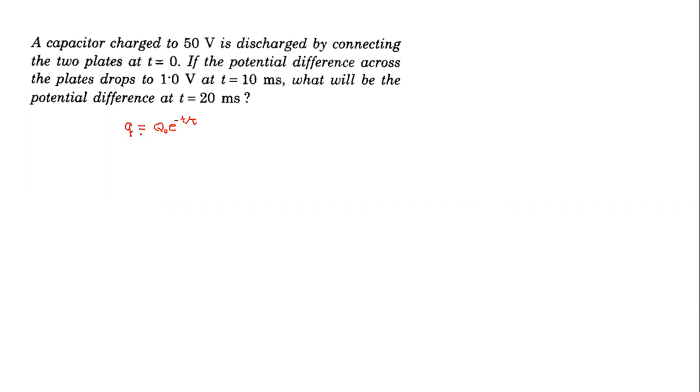Discharging. This is how charge varies as a function of time. But this is talking about potential. If we multiply this equation by C, what do we get here? V equals V naught e raised to power minus t by tau. Q becomes equal to Q naught, so V is equal to V naught e raised to power minus t by tau. So potential at any time t is equal to initial potential times e raised to power minus t by tau.